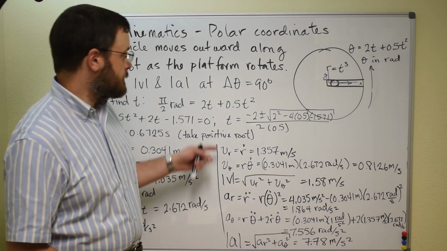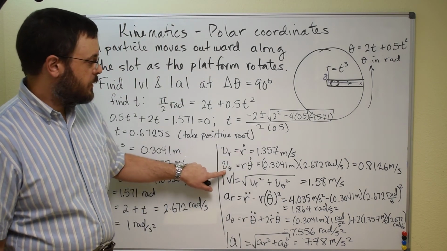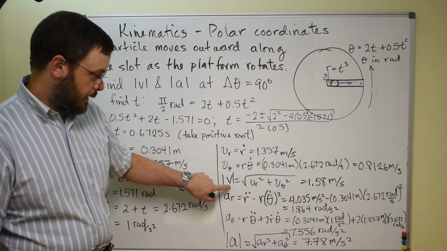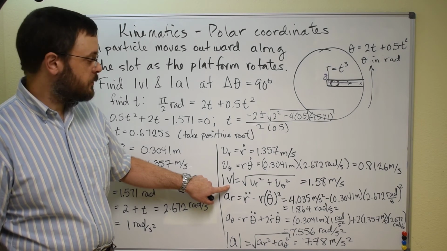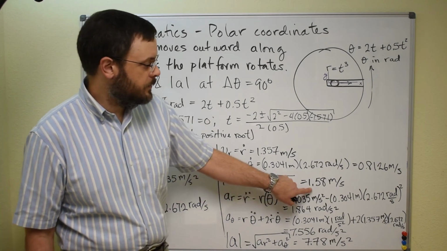And then from here you just plug in your formulas. So Vr is r dot, and plug it in. V theta is r times theta dot, and plug it in. Calculate the magnitude of your velocity as these two squared added together, take a square root, you get your 1.58 meters per second.